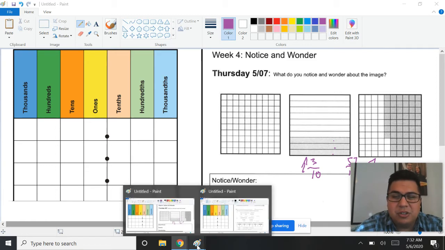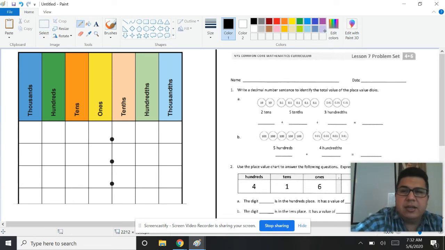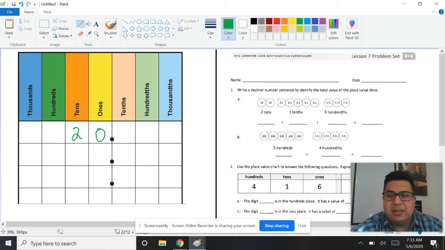Let's go ahead and move on to our Engage New York problem set. When we look at this, they're wanting you to write these numbers down. We're looking at this first one, and there's 2 tens. So if we were to do 2 tens, we would put that right here in the place value chart, right? So it doesn't change the value whether we add a zero or not, but typically we add a zero behind it just because we know that 2 tens really is 20. It equals 20 ones. So we can put 20 there.